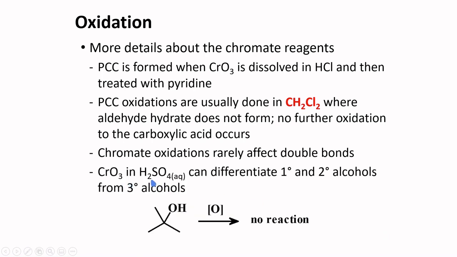Chromium trioxide in sulfuric acid can differentiate primary and secondary alcohols from tertiary alcohols. Take note that tertiary alcohols cannot be oxidized by this reagent. Chromium trioxide is usually orange, and upon reaction with primary and secondary alcohols, it will form a greenish cast, providing evidence of oxidation.